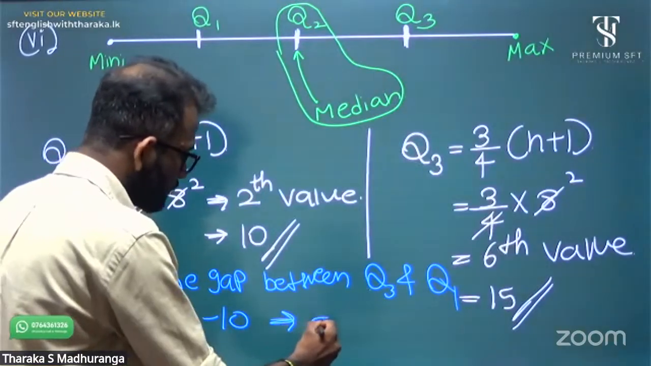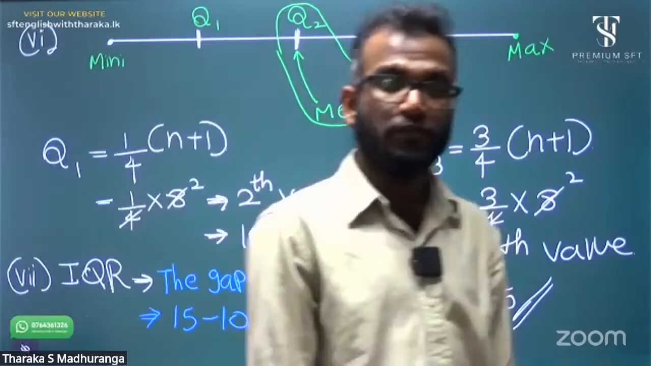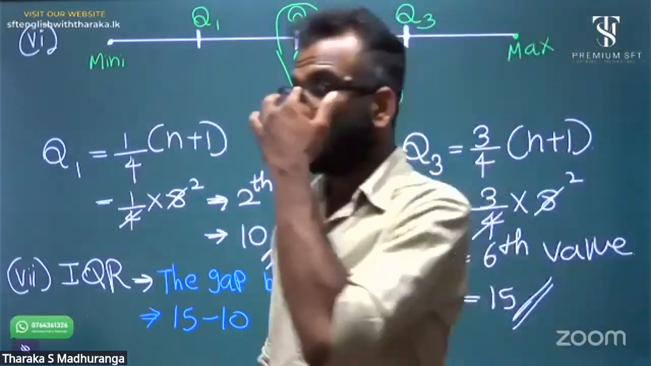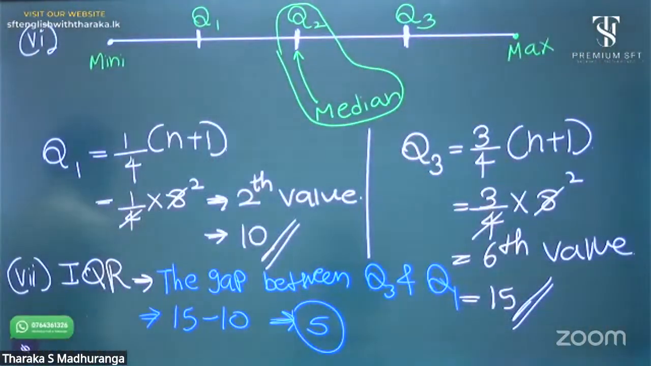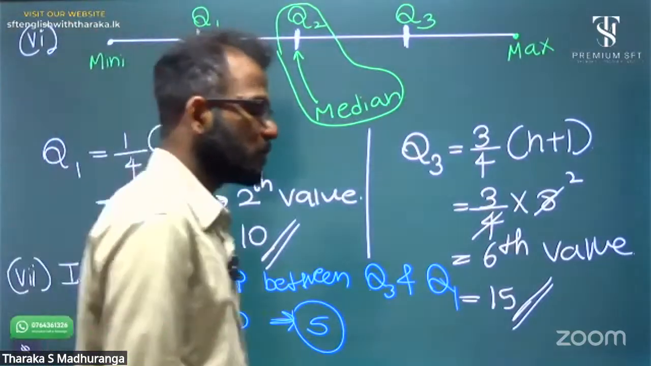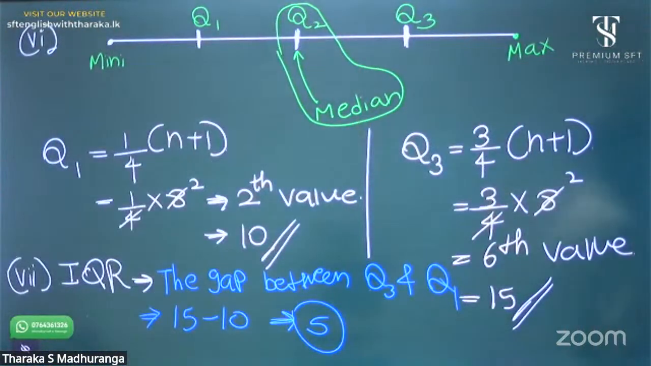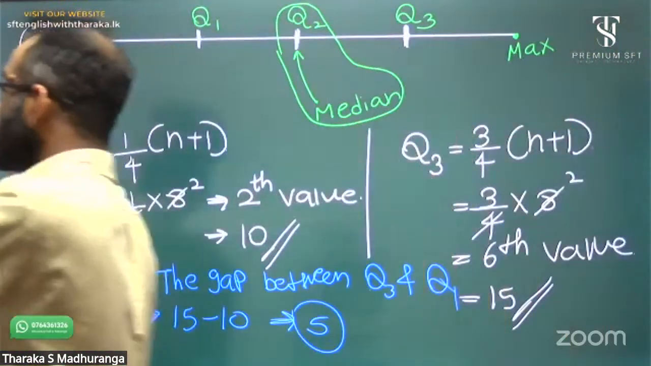What's the value for the interquartile range? 5. Interquartile range is 5.